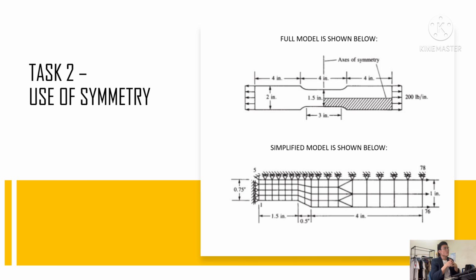Alright, so let's move on to the next task, which is basically a simplification of a model by using the symmetry feature. We cut the model into 4 parts and take a quarter of it and mesh it with different sizes of elements. For the stress concentration region, we use smaller Q4 elements, while for the part that is not crucial, we use a bigger size. And in the transition region, we use CST elements.